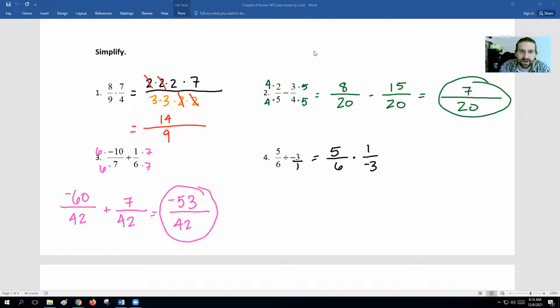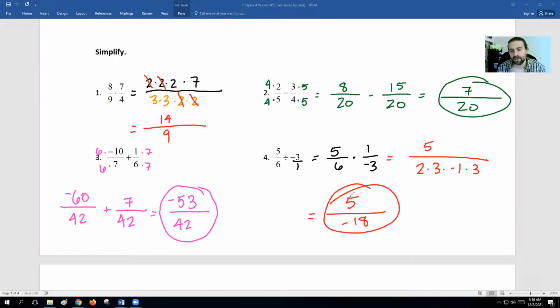All right. What we need to do when we're multiplying, we just multiply across. 5 is 5, 1 is 1. So that's just 5 on the top. On the bottom, we have 6 is 2 times 3, and negative 3 is negative 1 times 3. Nothing cancels out. So our answer is going to be 5, and then 2 times 3 is 6, times negative 1 is negative 6, and that's negative 18. There we go.